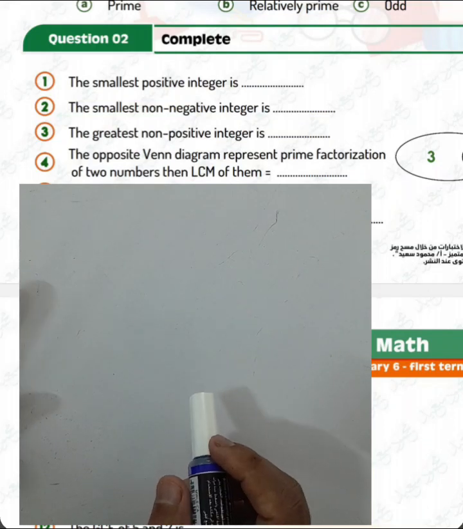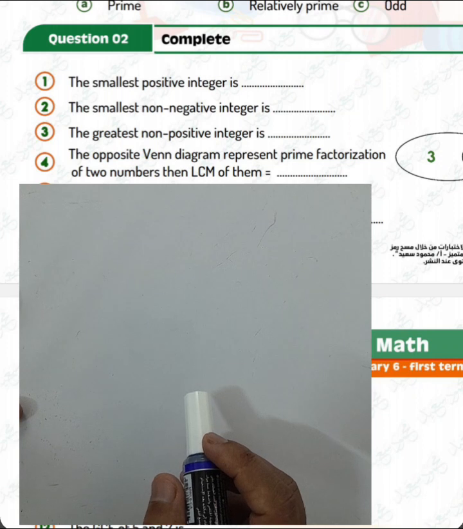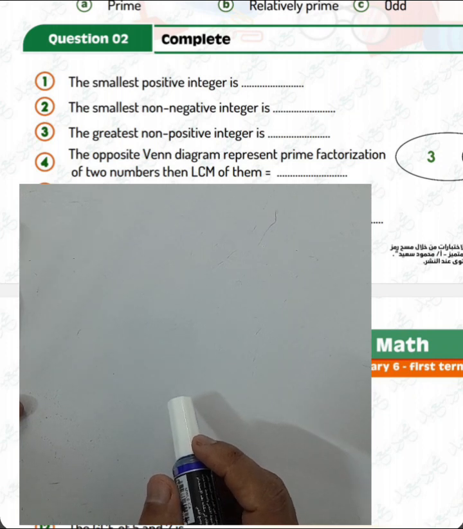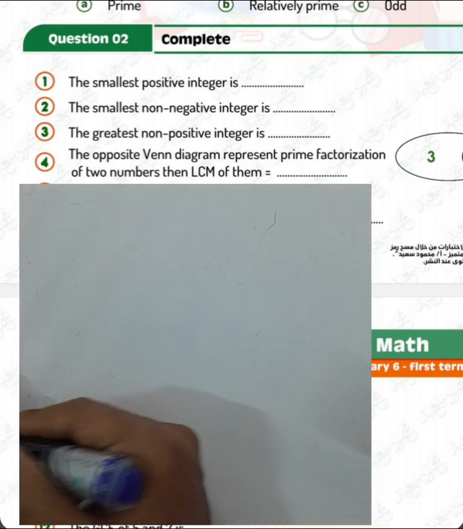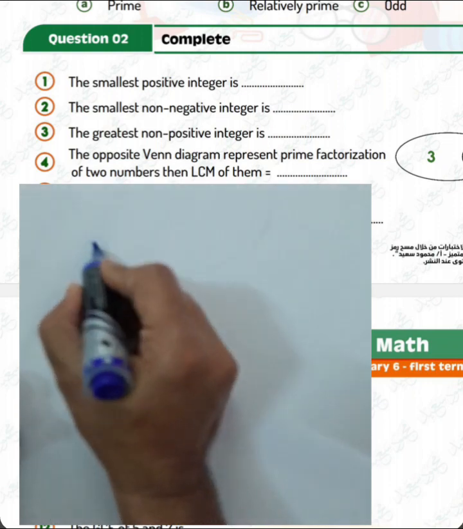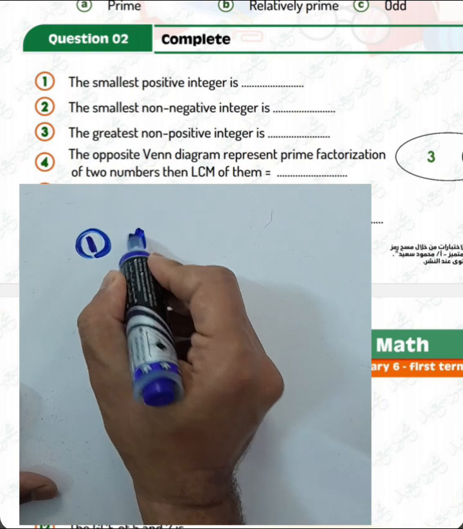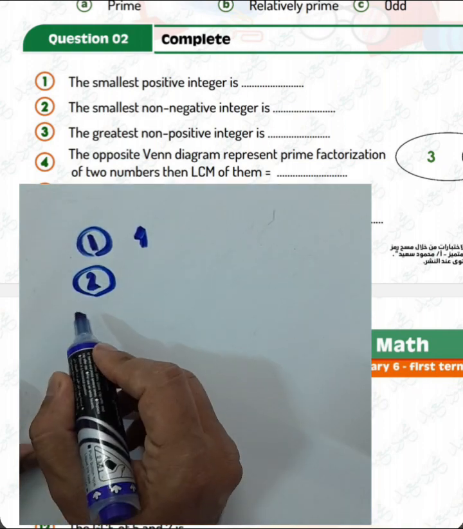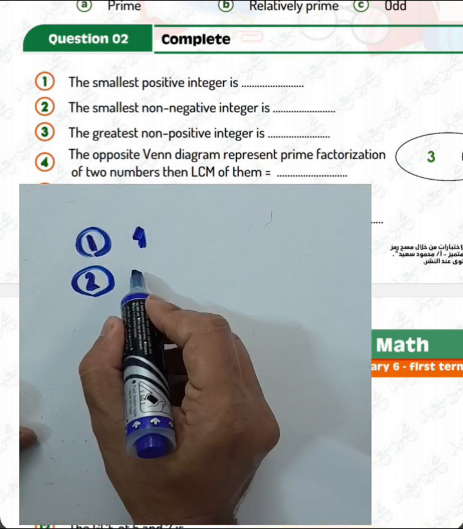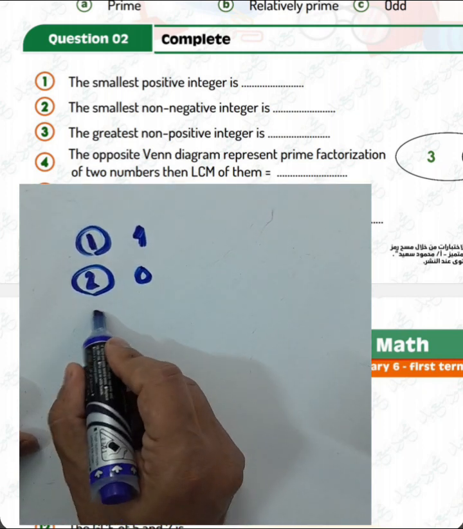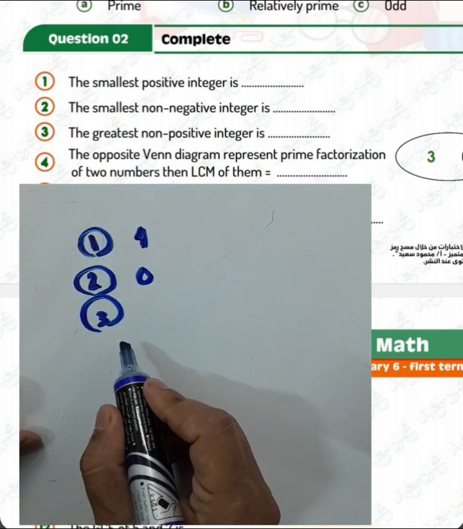Today we'll complete the Al-Mutamayez book. Question number 2, complete. Look with me at question number 1 here. The smallest positive integer is 1. The smallest non-negative integer is 0. Question number 3. The greatest non-positive integer is 0.